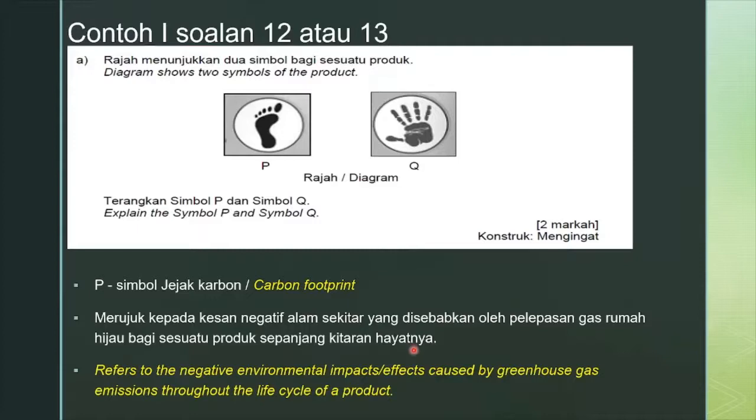Alright. So the first explanation of symbol P is refers to the negative environmental impacts or effects caused by greenhouse gas emissions throughout the life cycle of a product. Yes. So 1 mark will be given to this explanation. Baiklah, kita teruskan dengan penerangan yang kedua, iaitu penerangan kepada simbol Q ya.